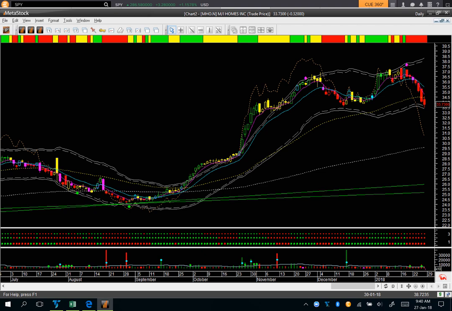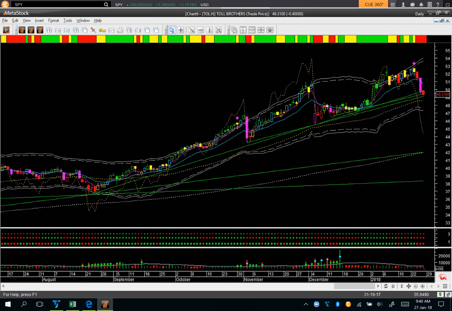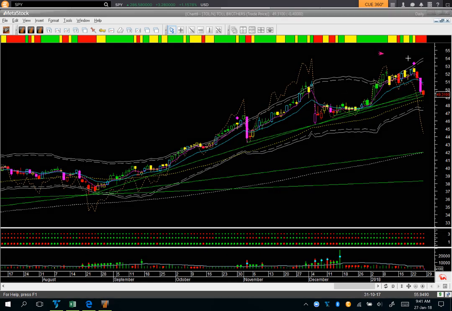Third stock in home building, MHO, M/I Homes, after displaying the bearish headwind in daily chart, fell sharply. Interestingly, earlier bearish headwind could catch the swing high, and earlier bullish headwinds could catch the swing lows. Toll Brothers, TOL, again it displayed a bearish headwind at the very top and stock dropped right to the memory support lines. Earlier bearish headwind also resulted in a pullback.